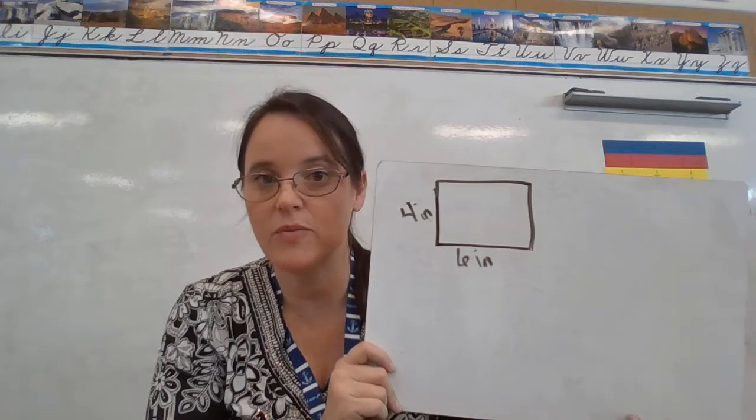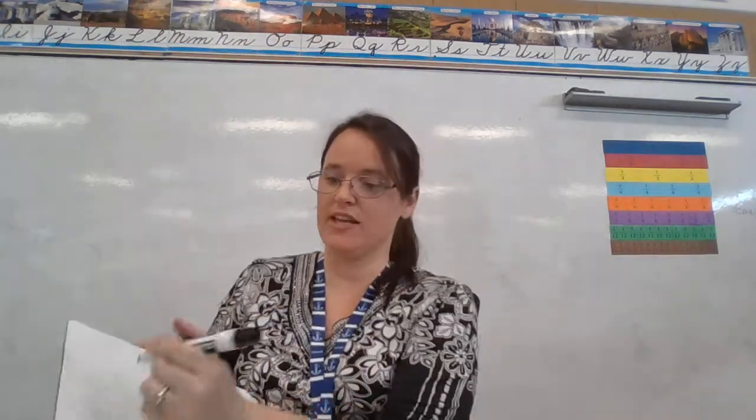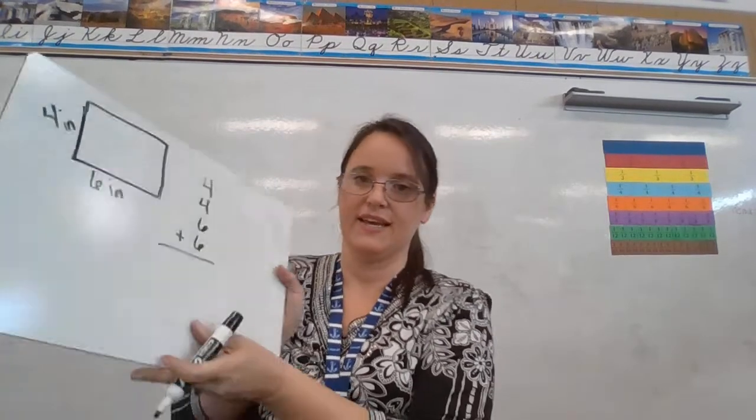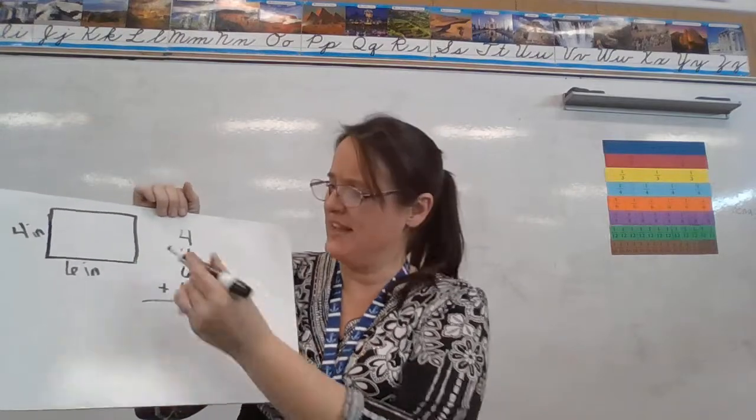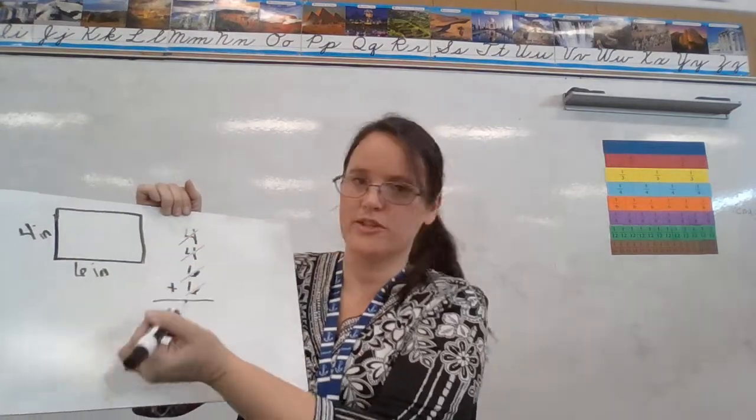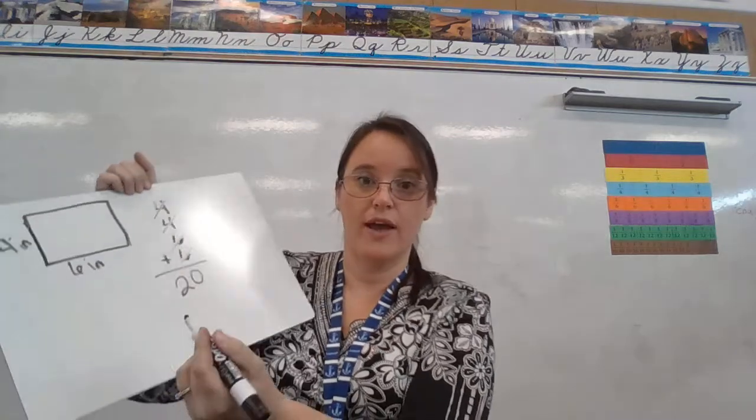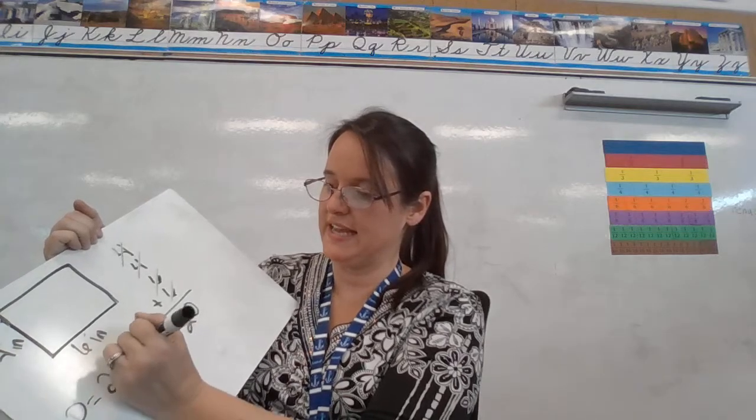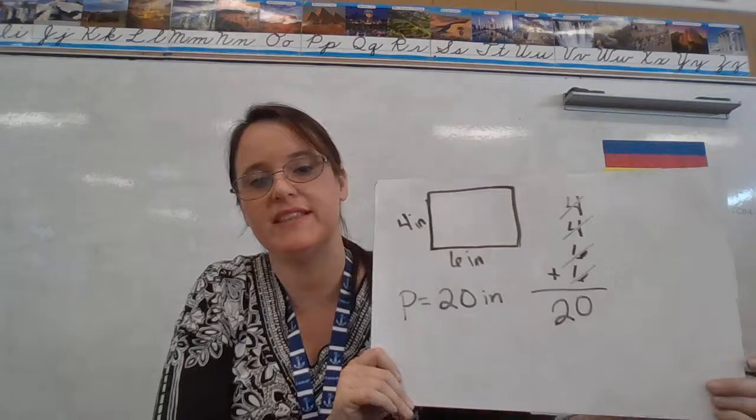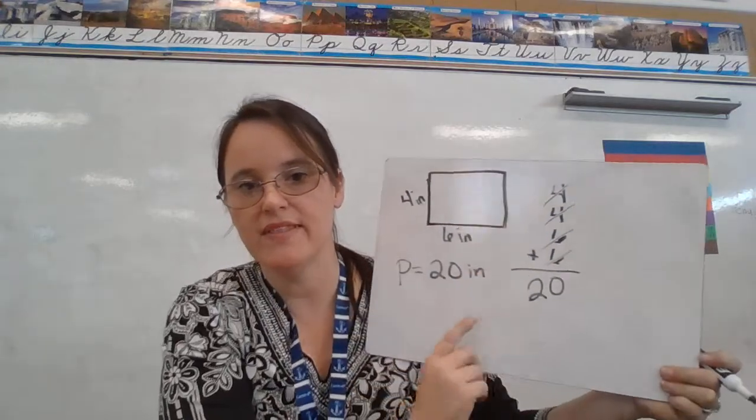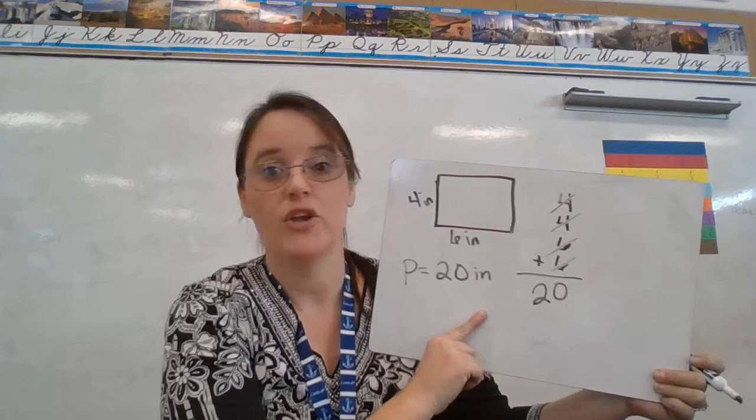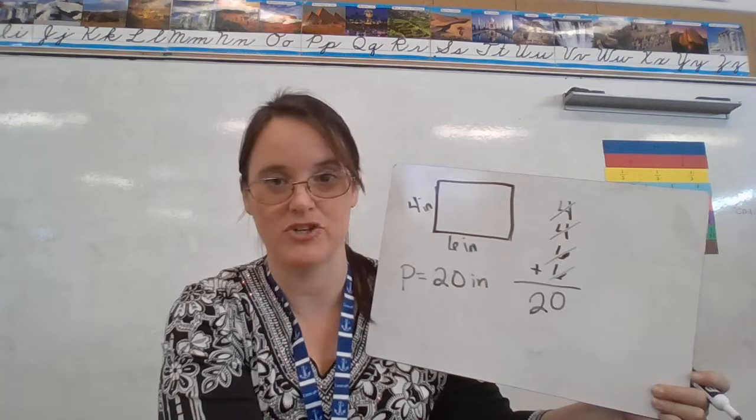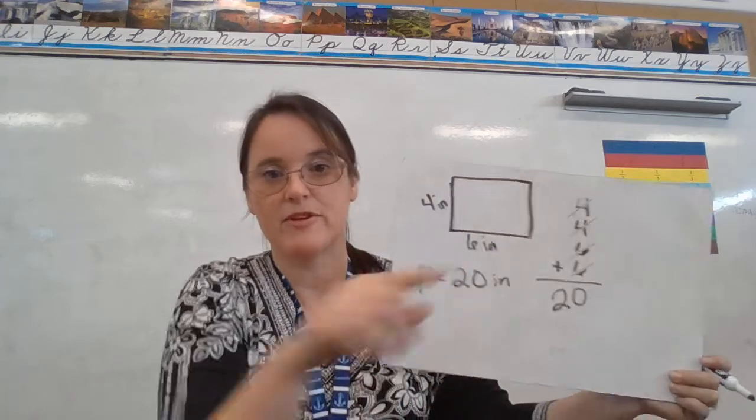So for perimeter, we know we have to add the 4 sides. So I would have 4 plus 4 plus 6 plus 6. And then I'm going to look at that and go, oh, I can make 10s. So 10, 20. So I would write this as P for perimeter equals 20 inches. Let me hold it this way. Do I need a little 2 there for the perimeter? No, I do not, because my perimeter is measuring length. It's not measuring area. So there's my perimeter, 20 inches.